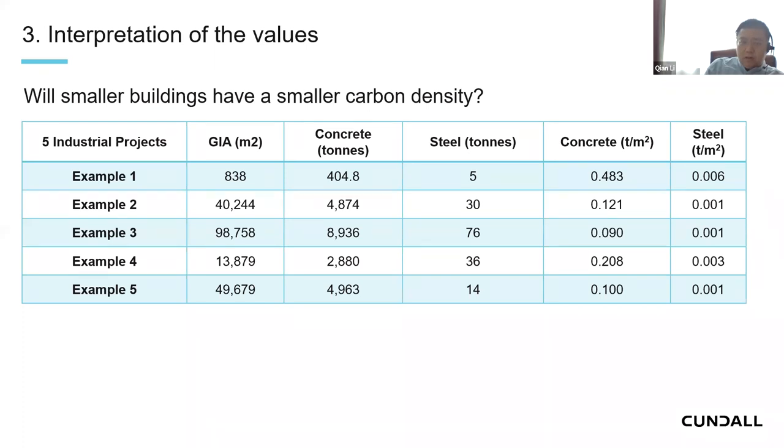This is five industrial projects we worked on before. You see the GIA, the areas of those buildings, are quite different. We also summarized the tonnage of concrete and the tonnage of steel, and then calculated the average tonnage of concrete and steel per square meter. You can see the biggest building has a good surface to volume ratio, so it actually has less concrete per square meter of GIA. Although on a total basis those buildings have much higher emissions, purely from an efficiency perspective, smaller buildings do not normally give you an automatically lower carbon footprint, because although the footprint is smaller, on average the density will sometimes be higher.